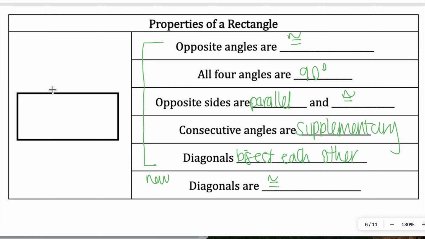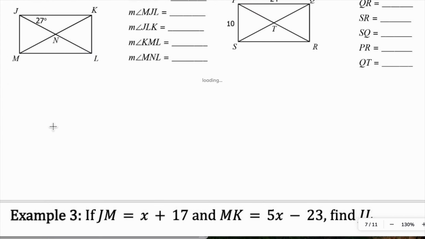So that would be kind of something we see here. Opposite angles are congruent, meaning they're all 90 degrees, yay. We have 2 pairs of parallel sides and 2 pairs of congruent sides. Make sure that's clear. And then the new information we're going to see is, yes, the diagonals will bisect one another, and they will also be congruent. So all these will be the same length, okay? We're going to use this information to start with example 1.